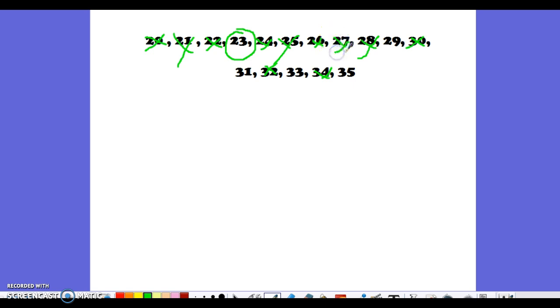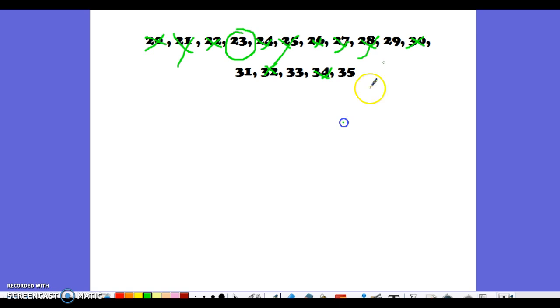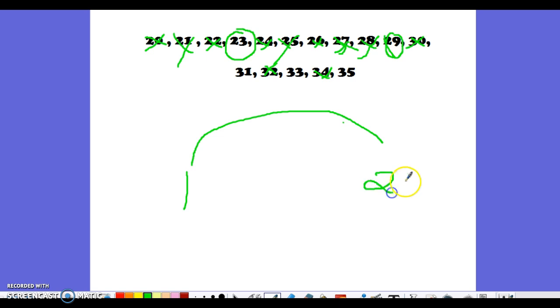27 also has 3 as a factor because, well, check it in your calculator. 27 divided by 3 would get me 9. So 27 doesn't work. However, 29 is my next lame-o rainbow, because if I tried to find all of the factors of 29, only 1 and 29 are the 2 numbers that would get me the product of 29 when multiplying them together.